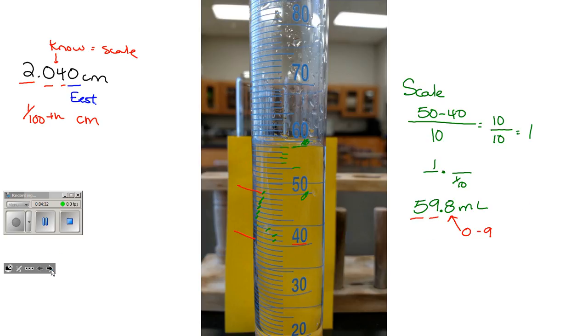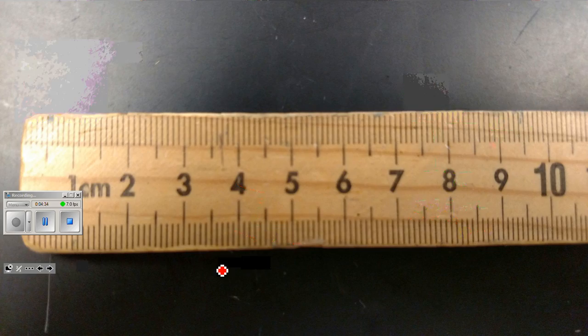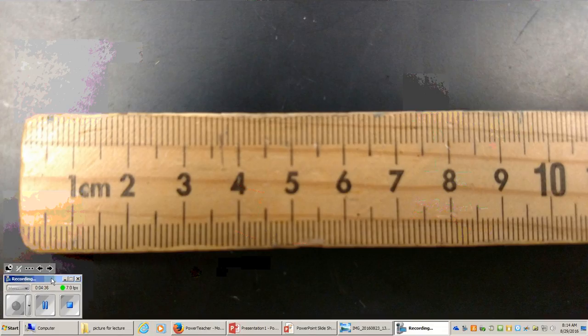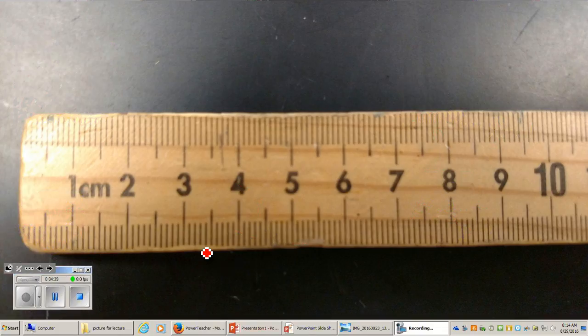Let's look at another tool. This is a meter stick, and we can see that if we want to determine the scale of this meter stick, we're going to look between two numbers. I'm going to use the 3 and the 4. So 4 minus 3 divided by the number of lines between them. 1, 2, 3, 4, 5, 6, 7, 8, 9, 10.